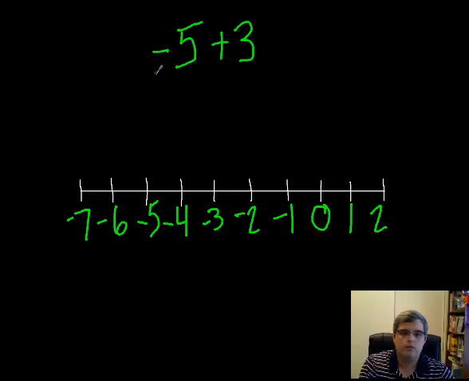What you always want to do is box the number and the sign that's in front of it. This tells you where to start. So we're going to start at negative 5. So my first point right here on negative 5.